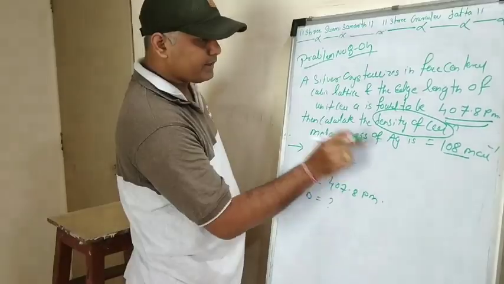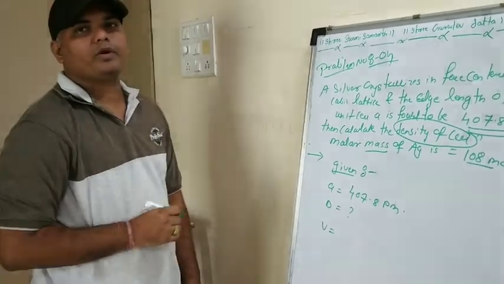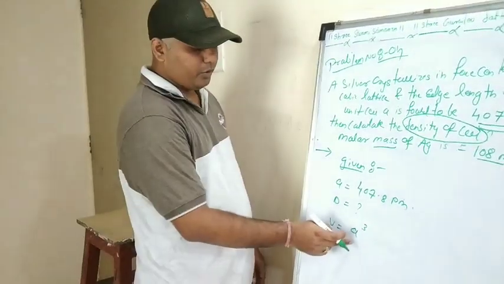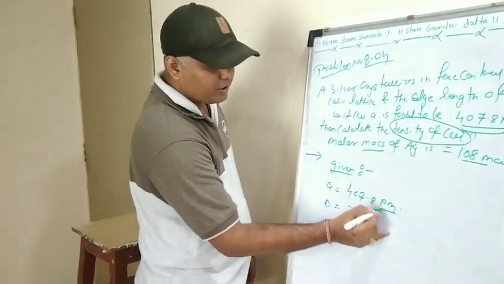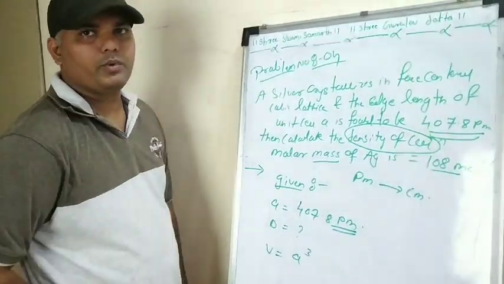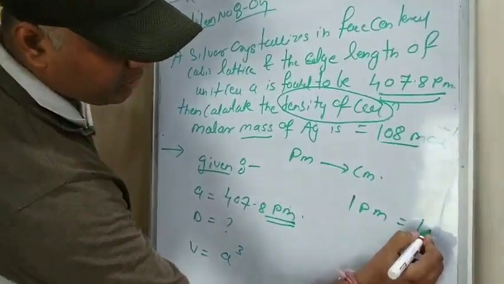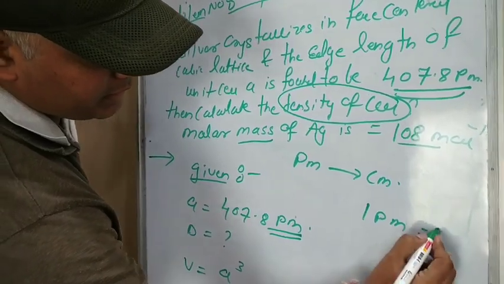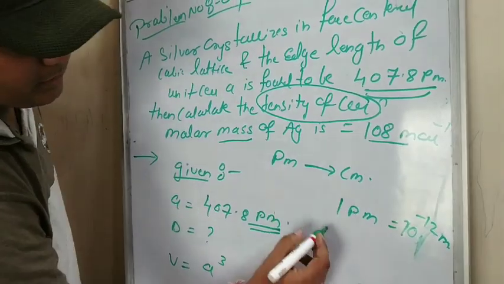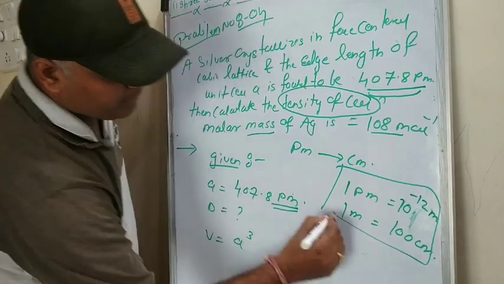Now here in this case, we should also know the volume of a unit cell. What is the volume of a unit cell? We know volume of a unit cell is equal to a cube, right? But before doing this a cube, we have to convert this picometer into centimeter. How will you convert this? See, 1 picometer is equal to 10 raised to minus 12 meter, right? 1 meter is equal to 100 centimeter, right? So what will be the value?